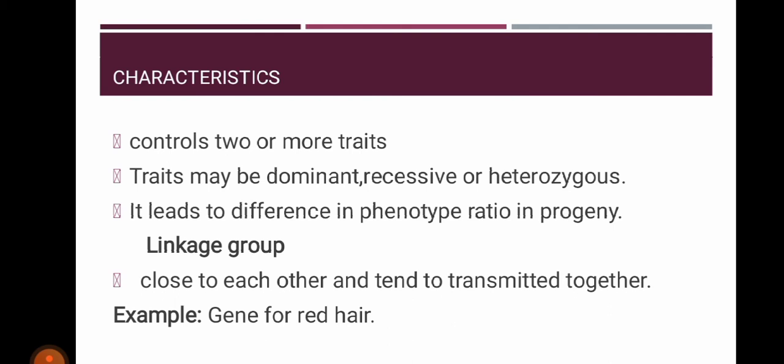They control two or more traits. Traits may be recessive, dominant, homozygous, heterozygous. The gene linkage group is the group of the alleles that are close together and tend to transmit together.